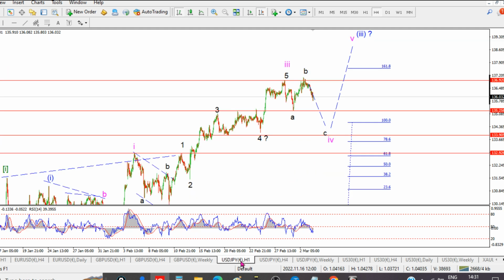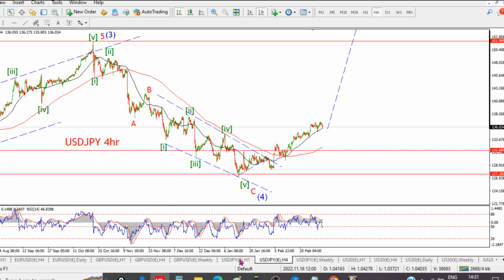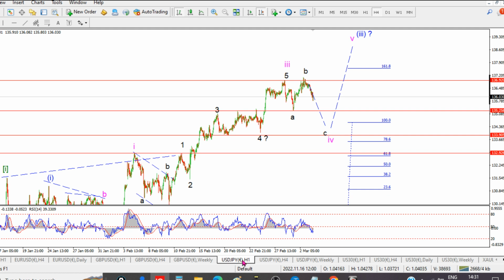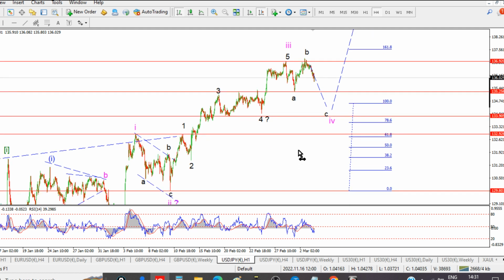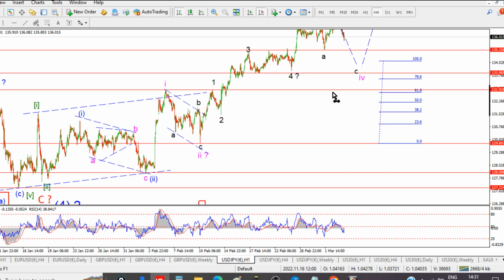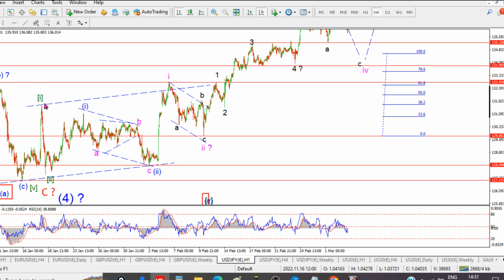Let us get to the hourly count. I'm tripping over my tongue here. In general, I'm tracking a 5-wave pattern higher in wave 1, and you'll see that on the hourly count. Now, here is wave 1 and wave 2. There's a couple of ways you can count that.